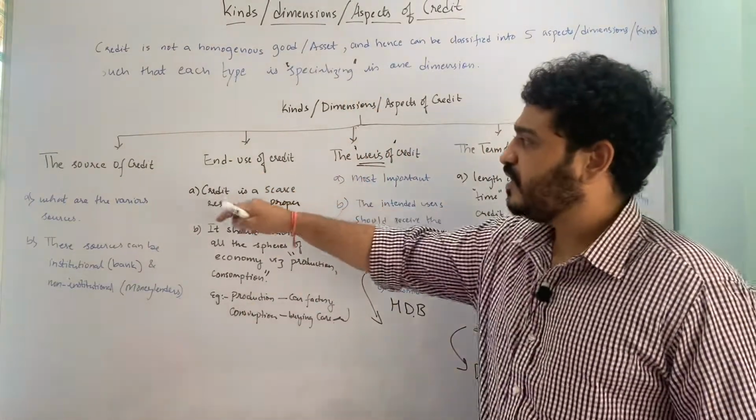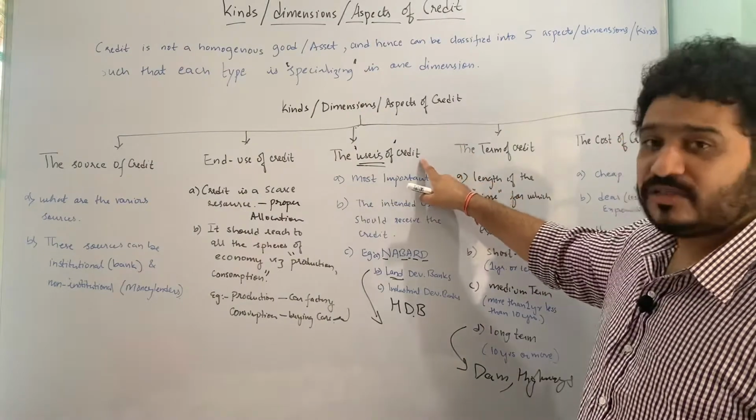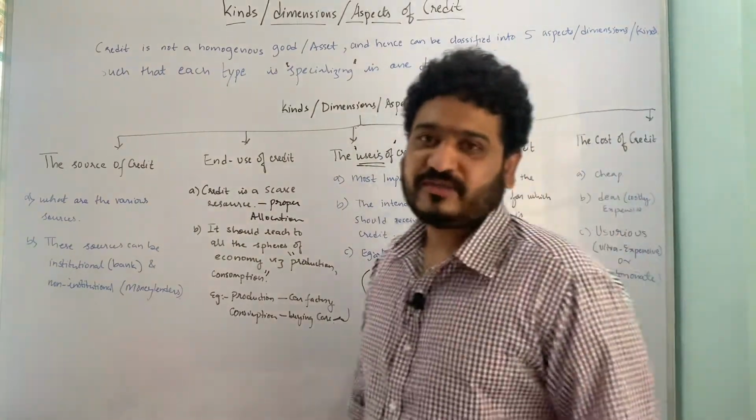They are the source of credit, the end use of credit, the users of credit, the term of the credit, and the cost of the credit. Thank you so much.